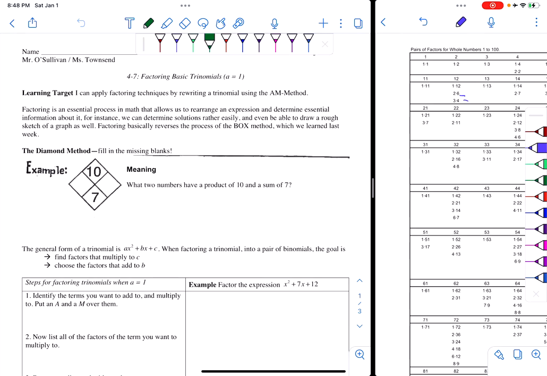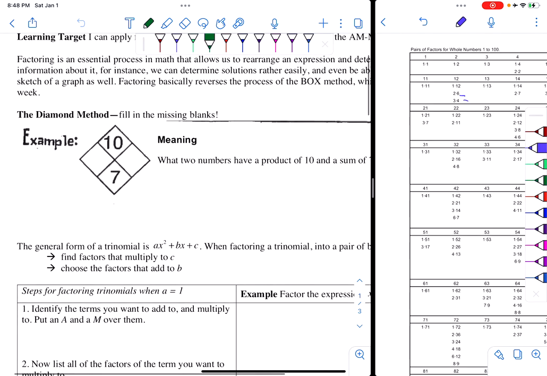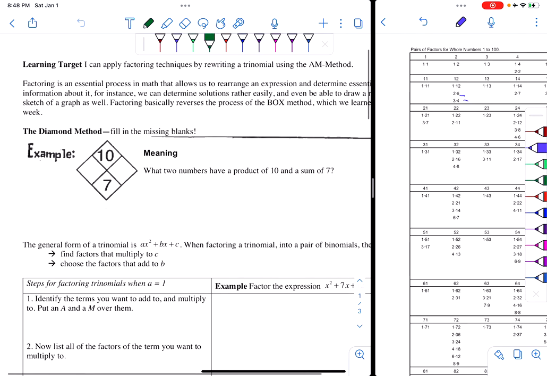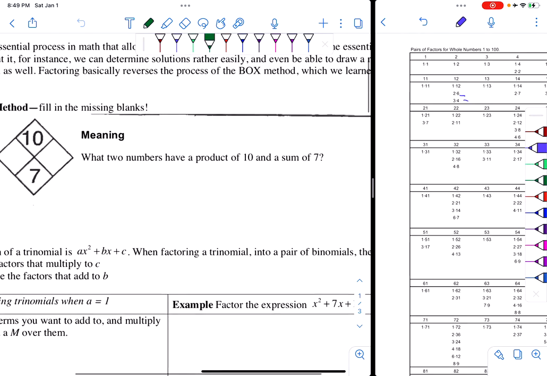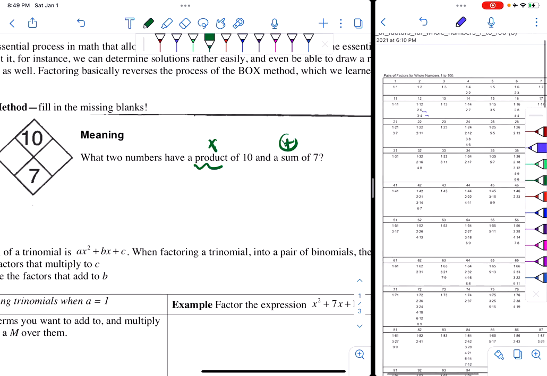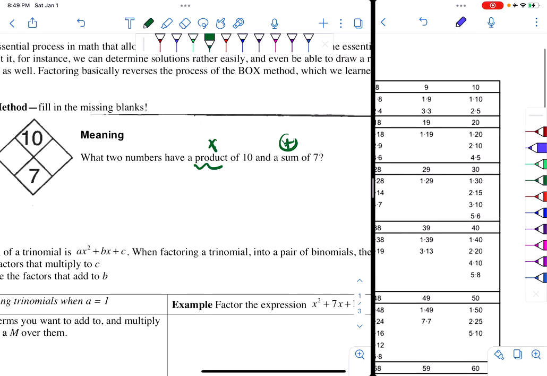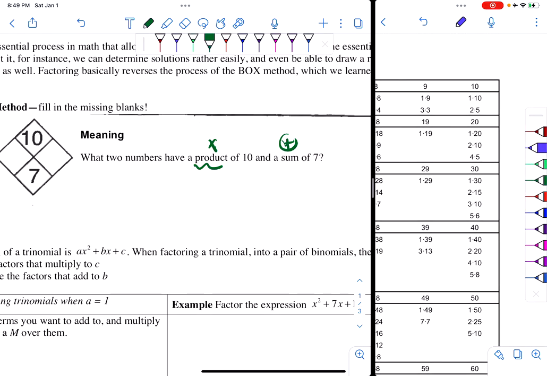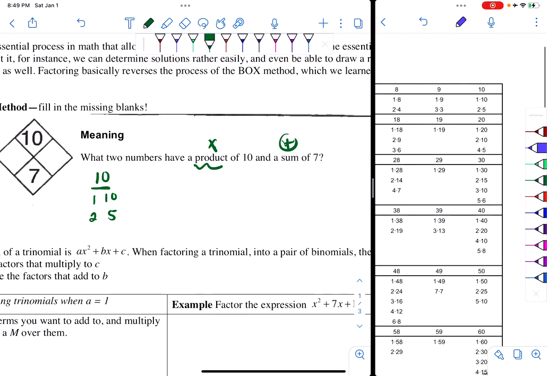So here's what we're going to do. If we look at this diamond, we have a 10 and a 7. The question I want to know is, what two numbers have a product of 10 and a sum of 7? So that means, what multiplies to 10 and adds up to 7? I'm going to go to my factor pair sheet and list down what multiplies to 10. What multiplies to 10 is 1 and 10, and 2 and 5, as we can see right here.